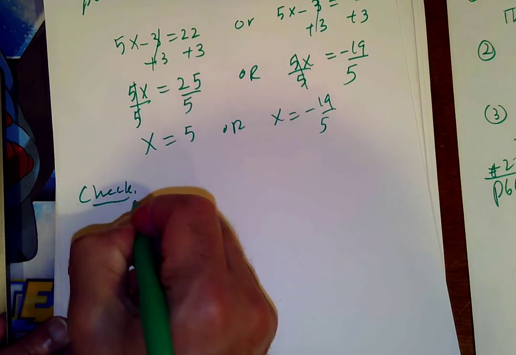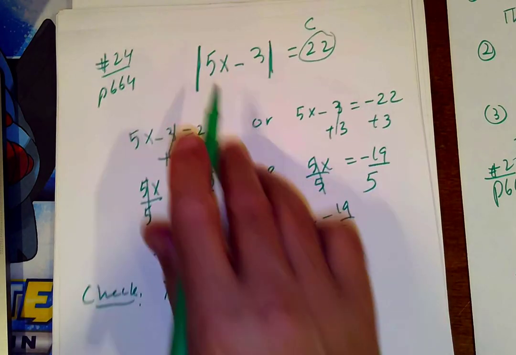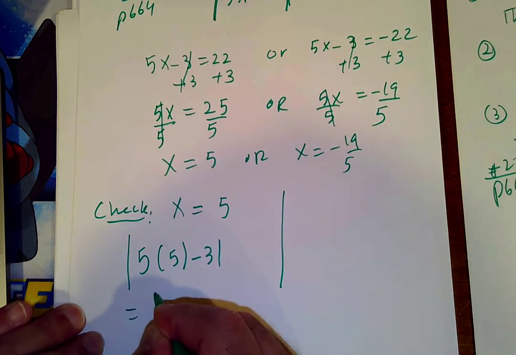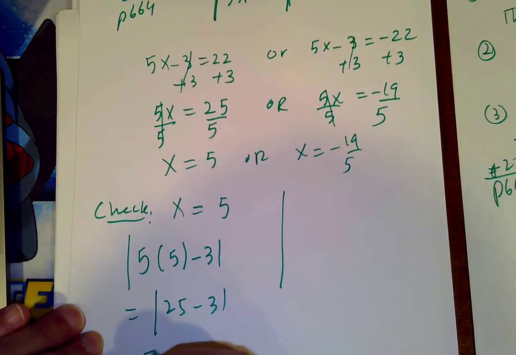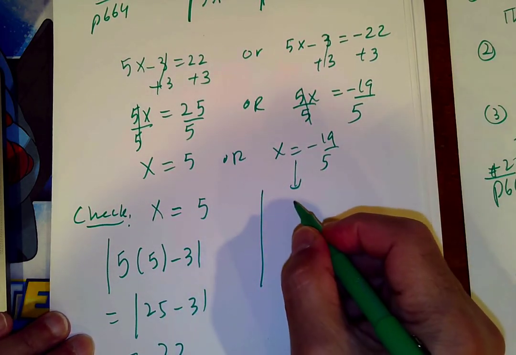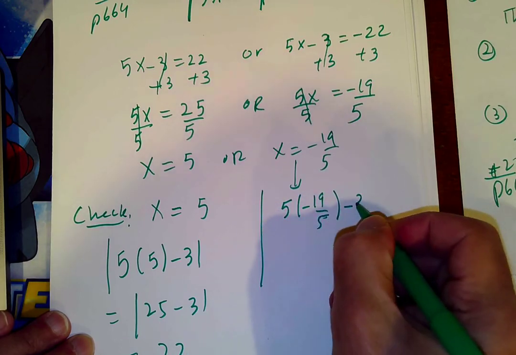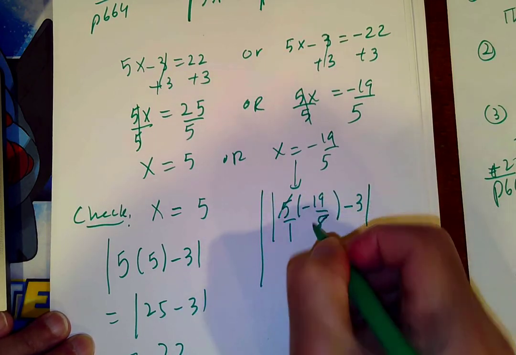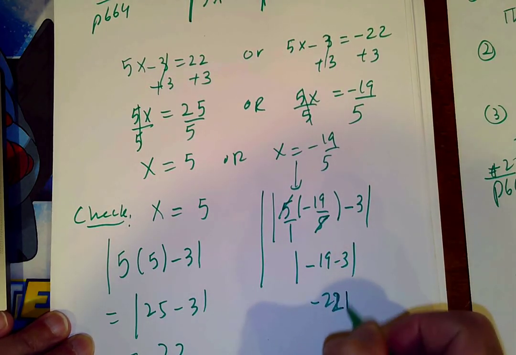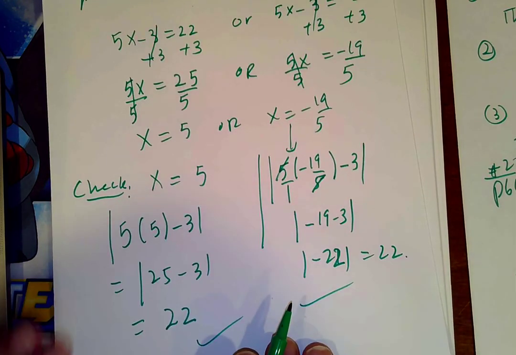If you check the 5, absolute value of 5 times 5 minus 3 equals 25 minus 3, which is 22. If you check negative 19 over 5, 5 times negative 19 over 5 minus 3 in absolute value, the 5's cancel out, negative 19 minus 3, negative 22, in absolute value equals 22. So as expected, they do check.